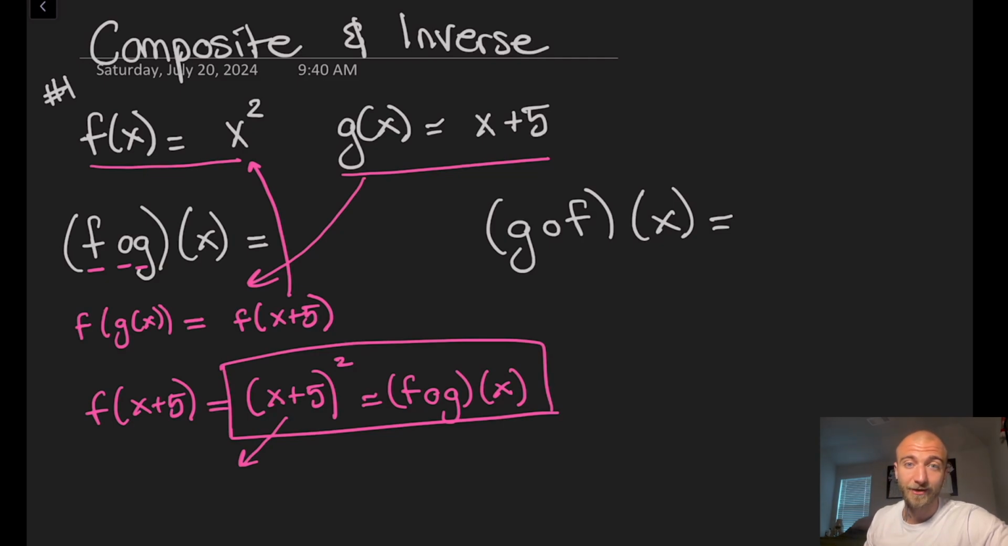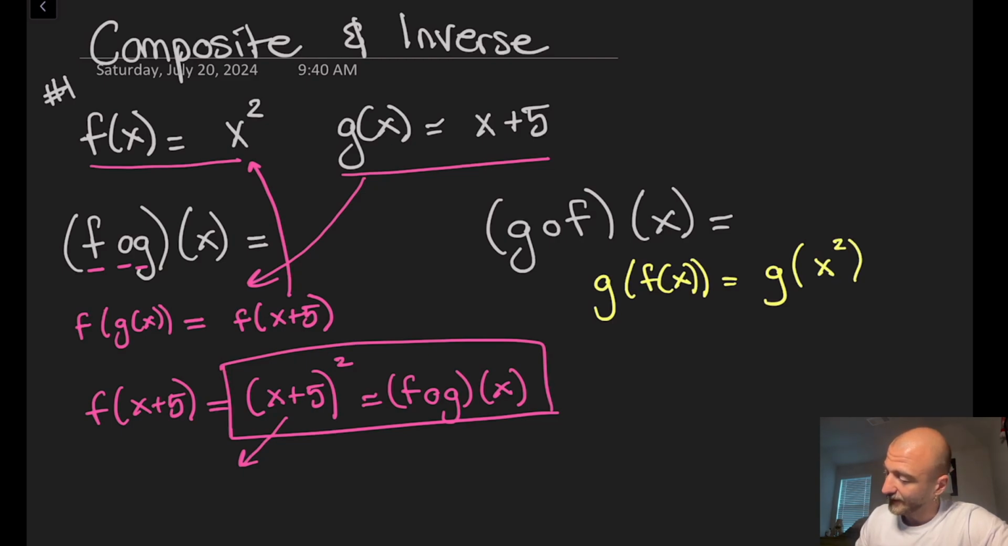What about the opposite way around? G of f of x. Let's rewrite this in the other form. G of f of x. Just like we did earlier, all we're doing is taking the f of x function and plugging it directly into the g of x function. So I'm going to first write this as g of x squared because I know that f of x is equal to x squared from the original problem statement.